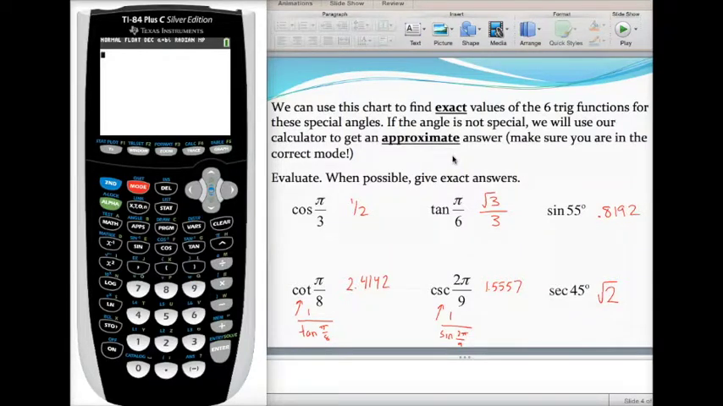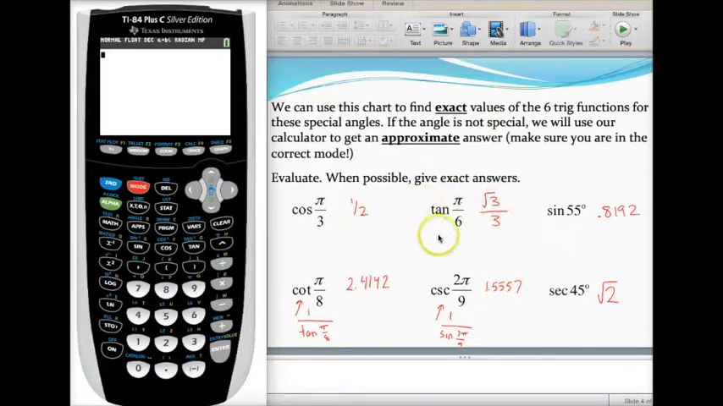Instead, we can just go to the chart that we made and look up the cosine of pi over 3 is a half. So that's where that came from, the chart we made in class. The tangent of pi over 6 is square root of 3 over 3. And there's one more special angle up here. There's our 45 degrees. And again, I would just look up in my chart the secant of 45 degrees. The reason I don't want you to use a calculator is because I want exact values.